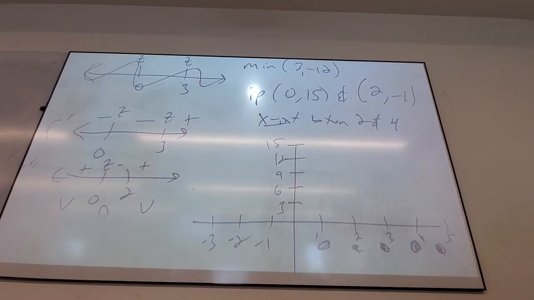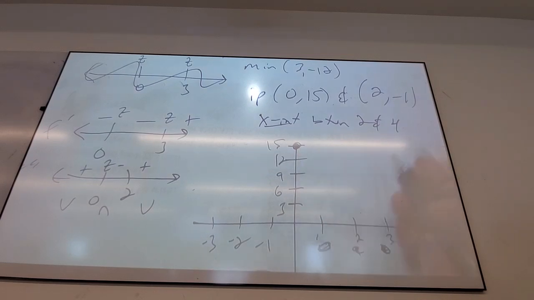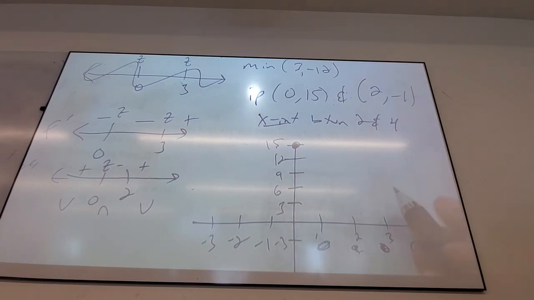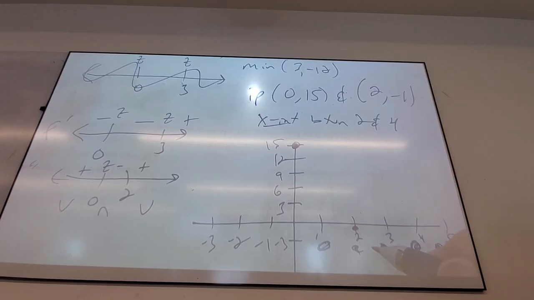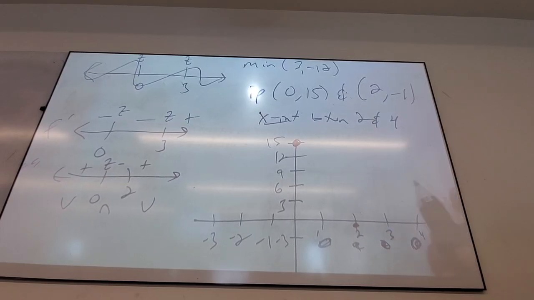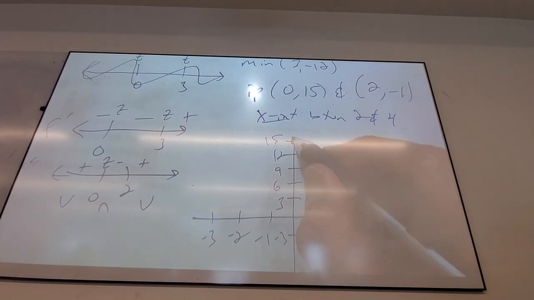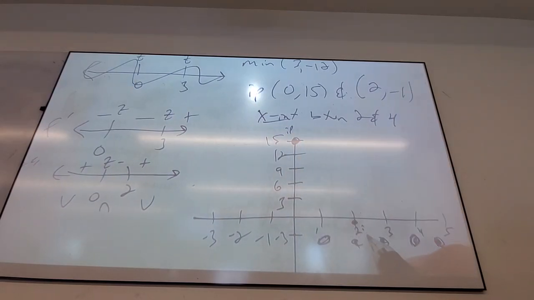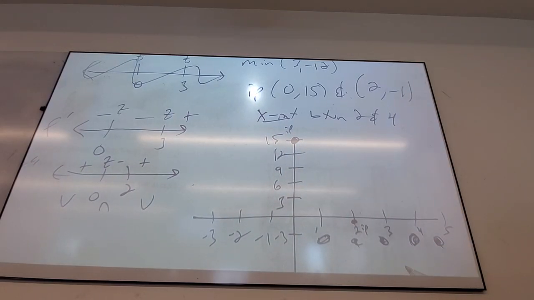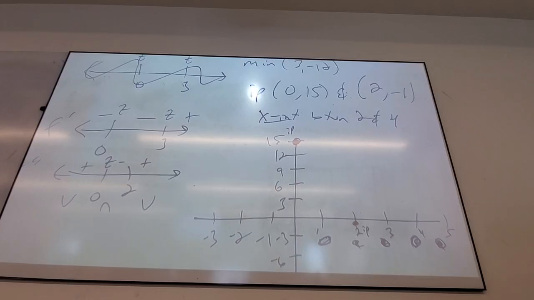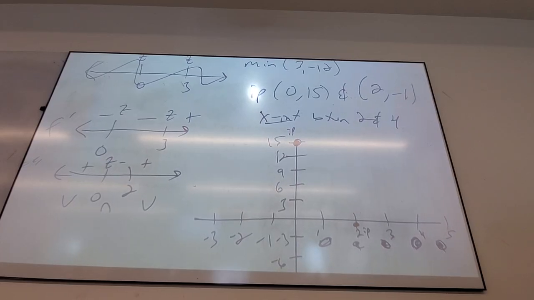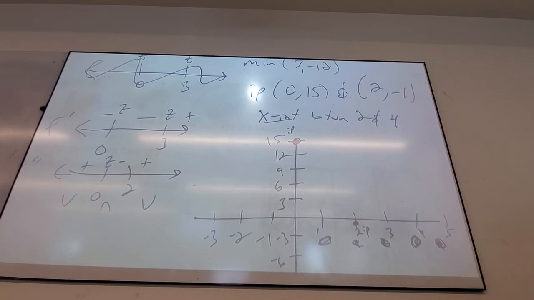Okay, so we got 0, 15. 2, negative 1. 3, negative 12 is a min. So 2, negative 1 is an inflection point. These are inflection points. 3, negative 12. That is a min.